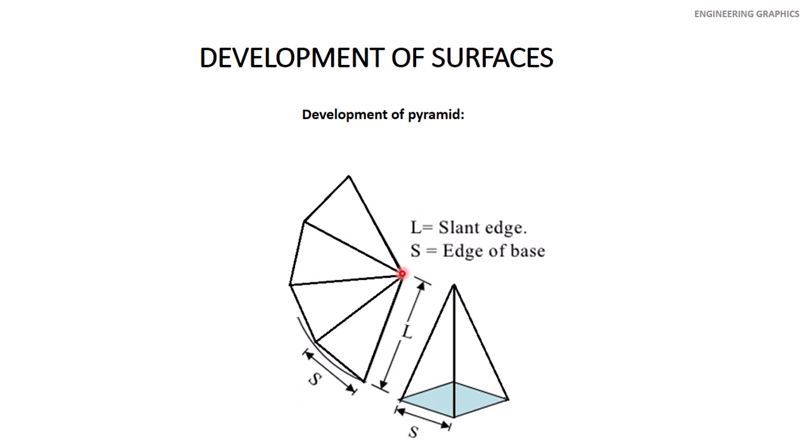So this is the development of the pyramid in which we obtain the 4 triangular faces. This is 1, this is 2nd, this is 3rd, and this is 4th. By joining this last edge and this first edge together, and using the intermediate lines as crease lines, we can obtain the final shape of a square pyramid.